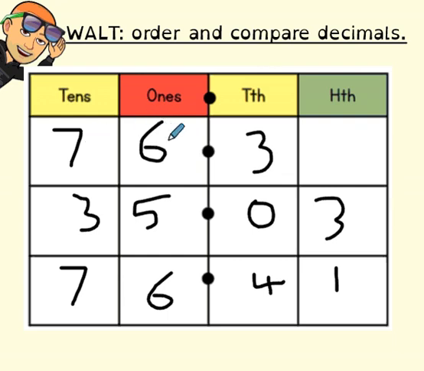column. I can see that this time there is a difference. This one's got 3 tenths, this one's got 4 tenths. 3 tenths is less than 4 tenths. So the order of my three numbers, starting with the smallest, would be 35.03, 76.3, and then finally 76.41.